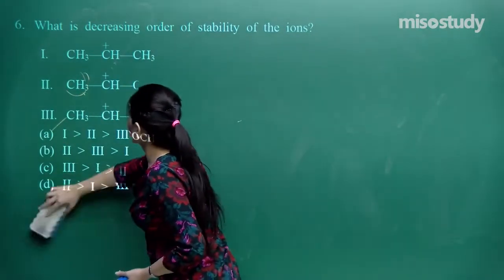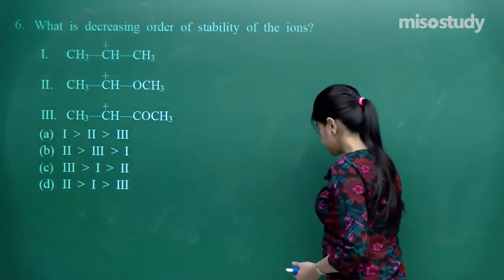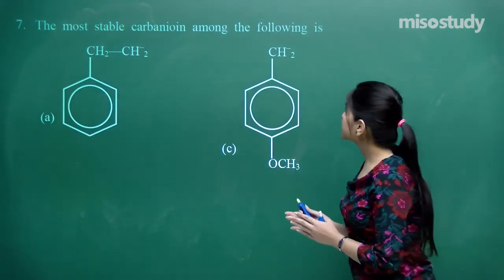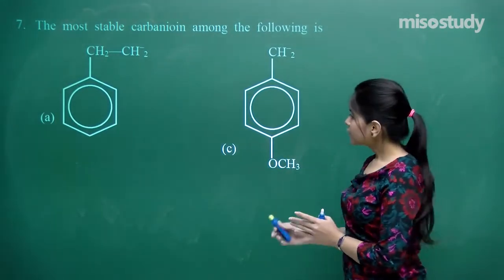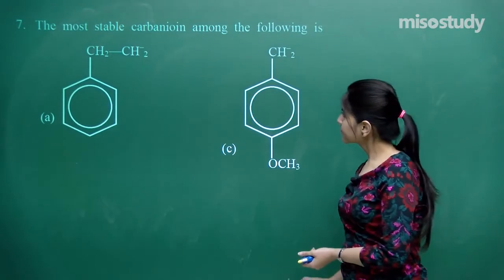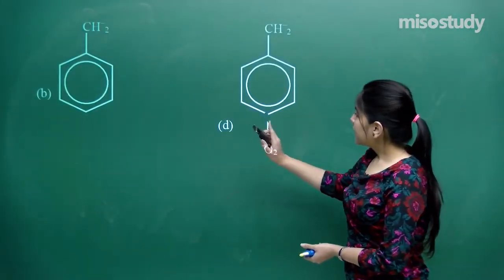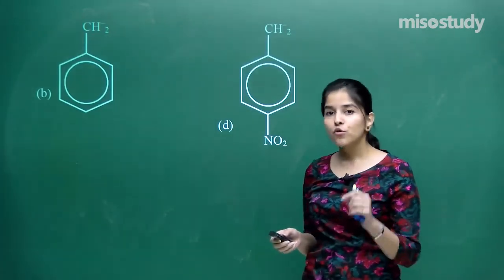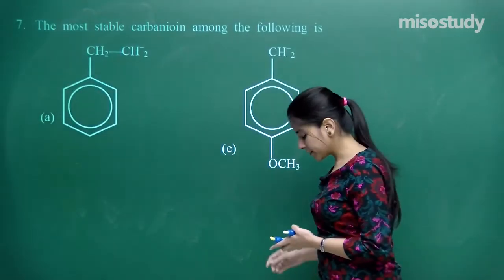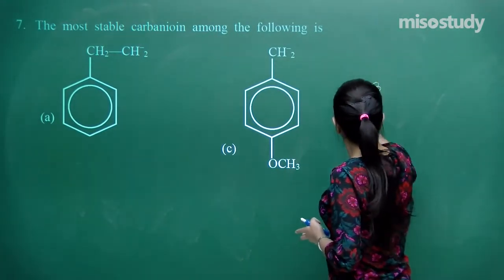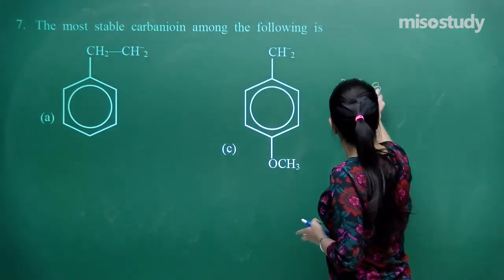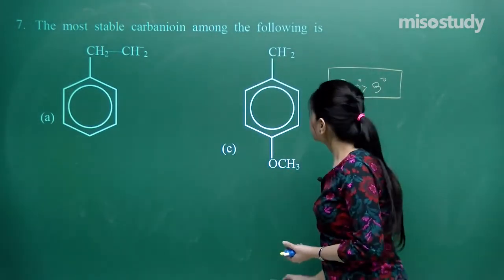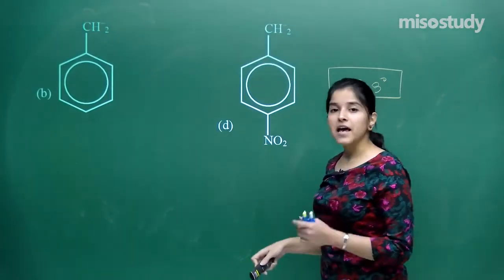Let's move on to the question number 7. Now, the most stable carbon ion among the following. So I've got A and C options here, and I've got B and D over here. So you need to find out the most stable carbon ion. So the most stable carbon ion always follow the order 1, 2 and 3. But over here if you see, I've got all the carbon ions as primary.